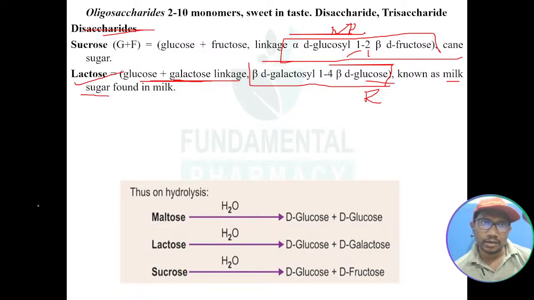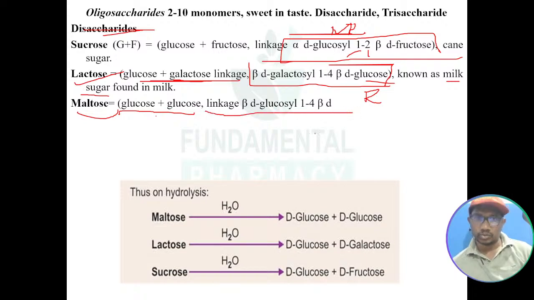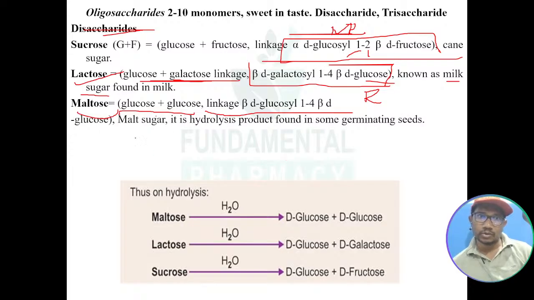Third है ना, lactose is known as a milk sugar. Remember, that is the maltose. Maltose मतलब क्या है? In the maltose glucose plus glucose, two molecules of glucose, they are combined by a glycosidic bond. Linkage क्या है? तो alpha D glucosyl 1,4 alpha D glucose. Also known as a malt sugar. Maltose को बोलते हैं malt sugar.